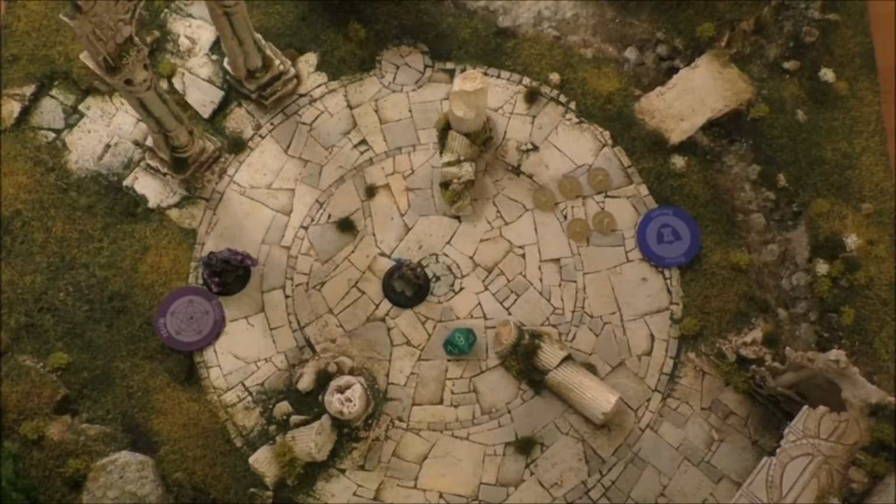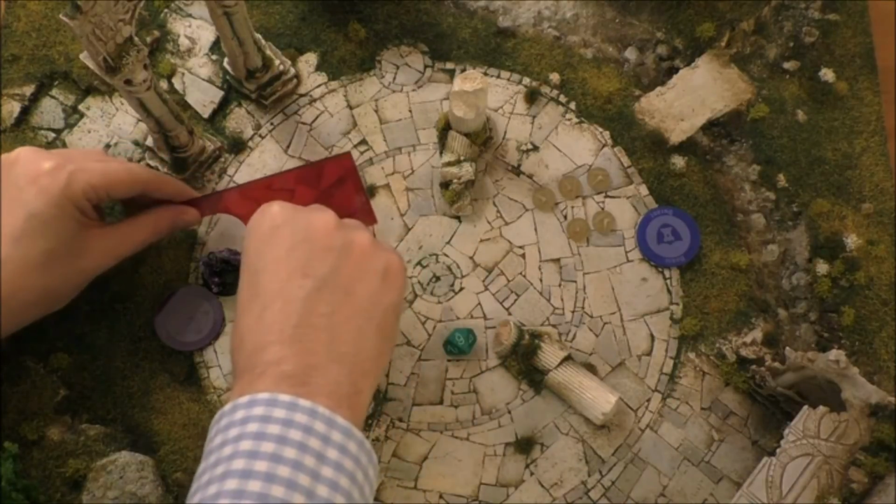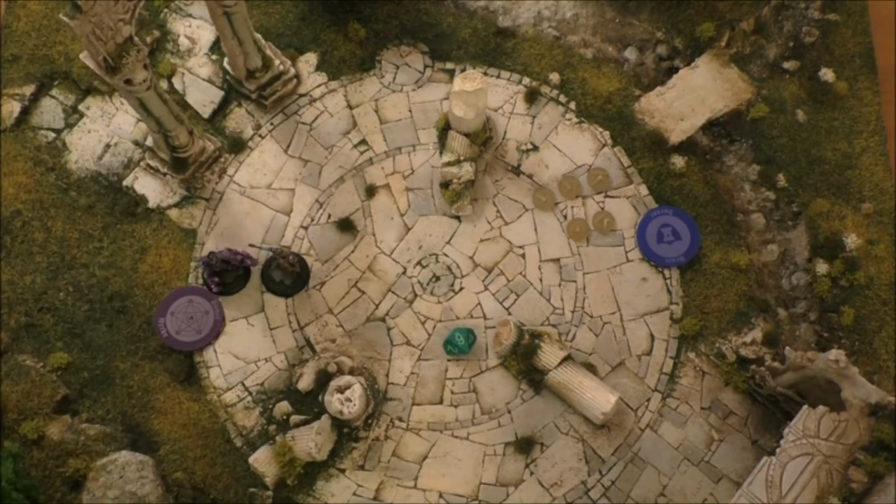Now, what this does, the model is immediately subject to Translocate 3, and Translocate 3 just means you pick a direction and push the model however many inches it specifies in that direction, so it's 3. So in this case, I'm going to pick this direction and simply push the model 3 inches in that direction. So I've still got 5 actions left which I can use against my opponent.